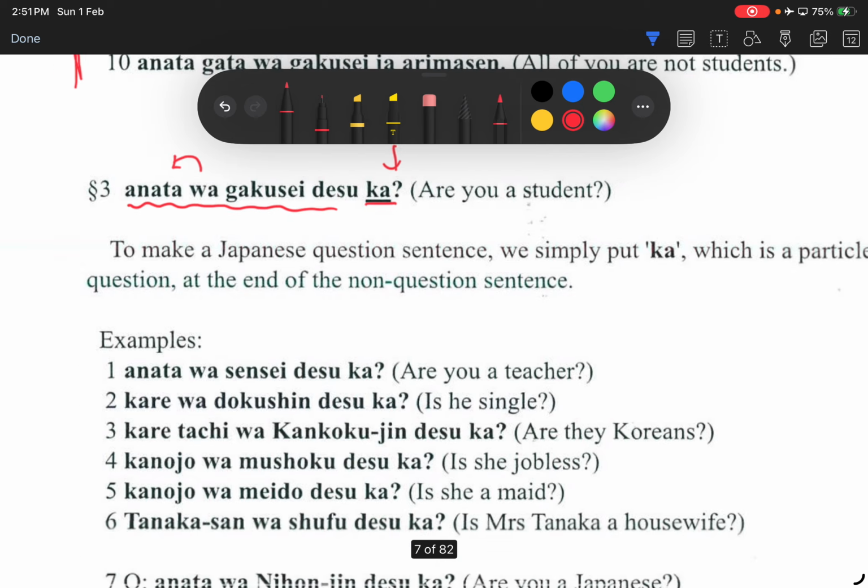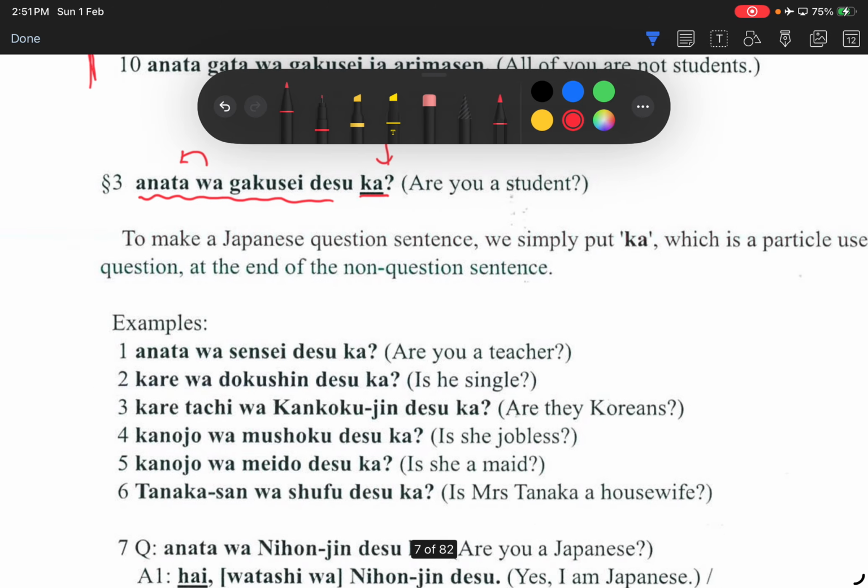So in Japanese, whatever sentence that you form, you put a ka at the back, it immediately turns into a question. There's no need to change the structure like English, right? I am student. You are student. Then the question will be, are you student? Right? They change the I and the you position. In Japanese, no, we don't change the grammar structure of the sentence. We just put a ka at the back to represent that it is a question, not a fact. So it becomes a question.